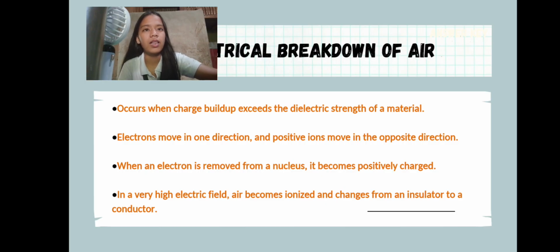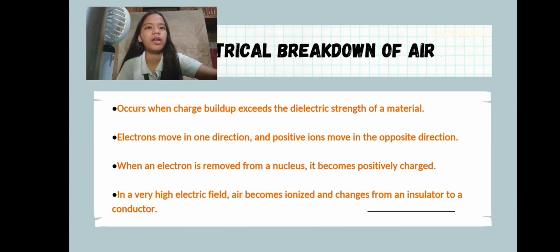And next, electrons move in one direction and positive ions move in the opposite direction. This means that when air breaks down, atoms lose electrons. Electrons move toward the positive side and the positive ions move toward the negative side. This opposite movement creates an electric current in the air. Next, when an electron is removed from the nucleus, the atom becomes positively charged. If an atom loses an electron, it now has more protons than electrons. Because of this, the atom becomes positively charged, forming a positive ion.